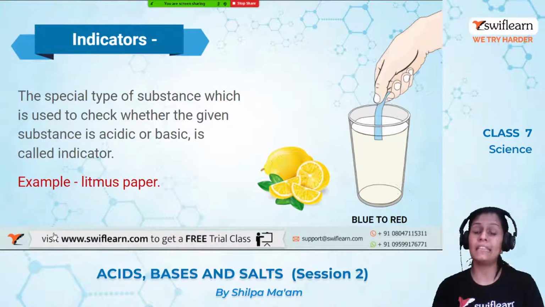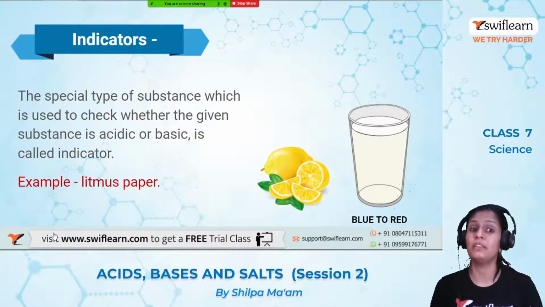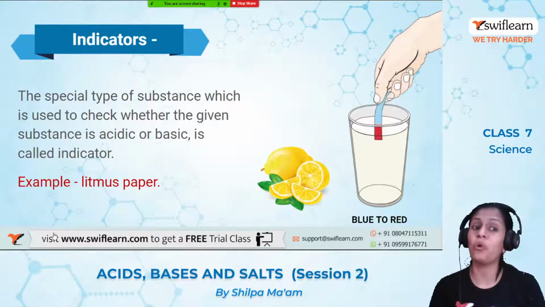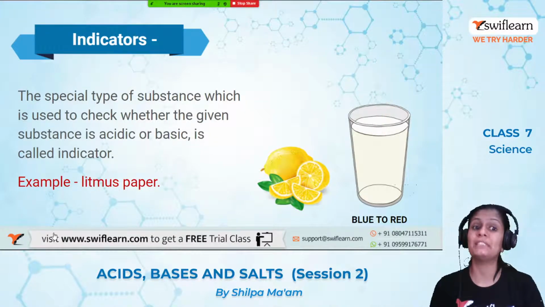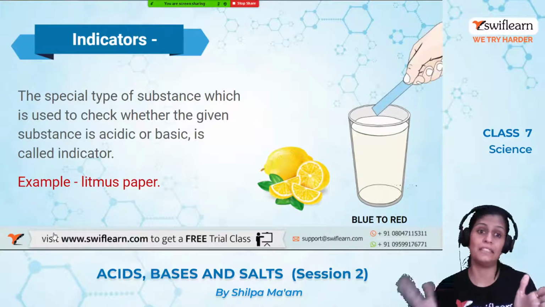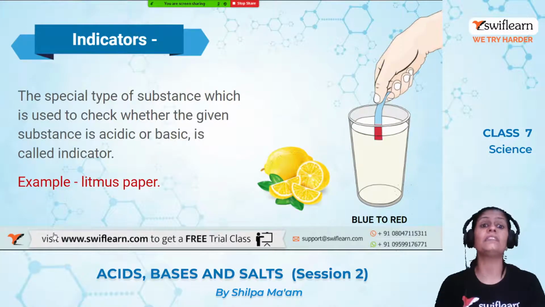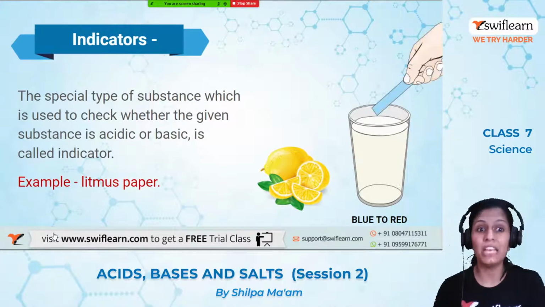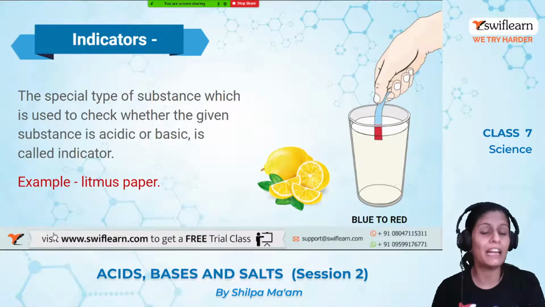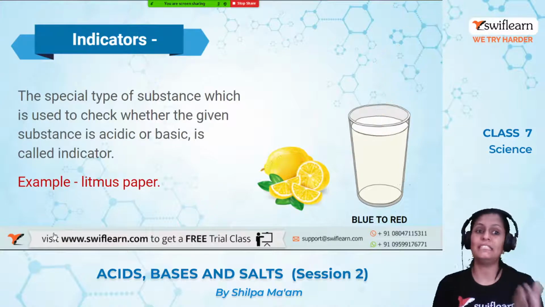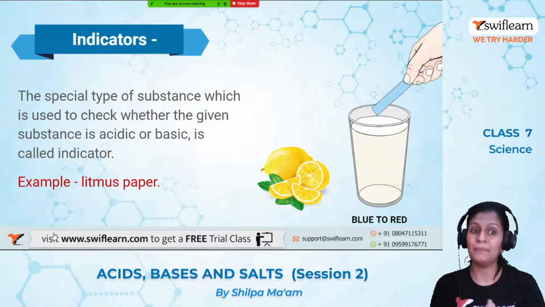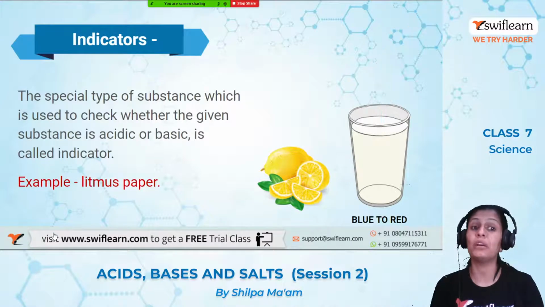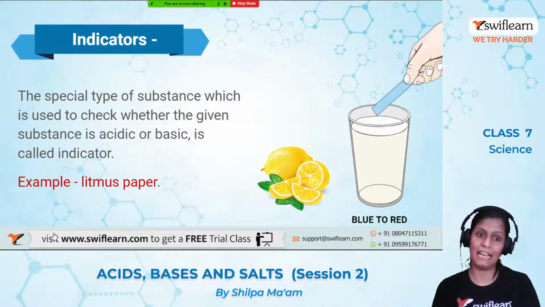Just like that, this indicator is helping us to understand whether a given substance is acid or base. You cannot taste all the things around you to differentiate them into acids and bases. But yes, these indicators are acting as a hero in that regard. How are they acting as a hero? Because through the chemical reactions you are doing, they help you understand whether a given substance is an acid or base.